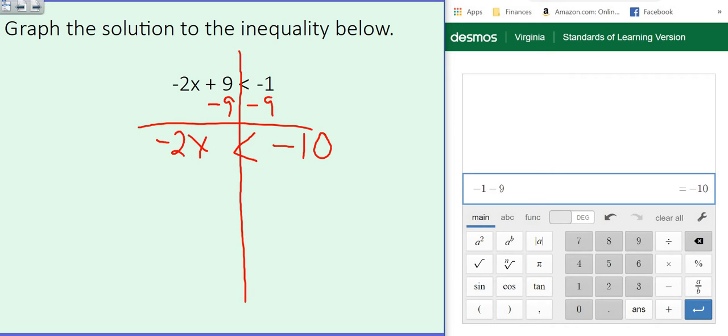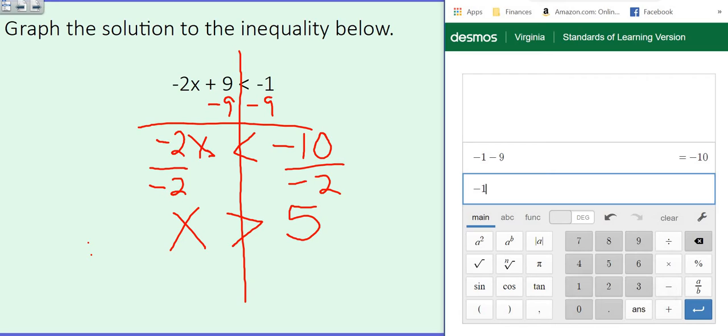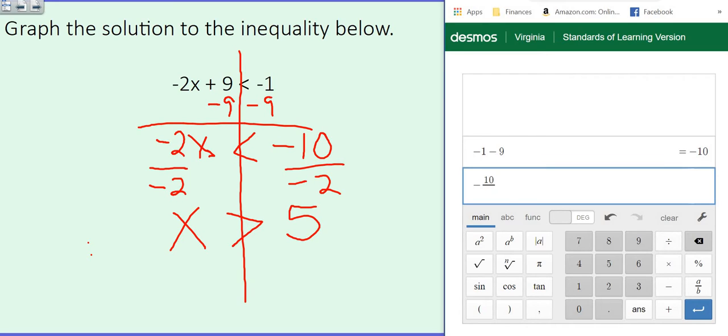The next thing we're going to have to do is get rid of this negative 2, but when you multiply or divide by a negative number that's attached to a variable, that means your sign, your inequality, is going to change. So I flip that inequality because I divided by a negative number. Okay, negative 10, let me go ahead and use my calculator. Negative 10 divided by negative 2 is 5.